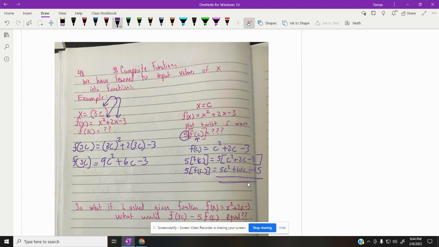Now here's where it gets a little tricky. So the problems, these little basic steps, they're not so bad.